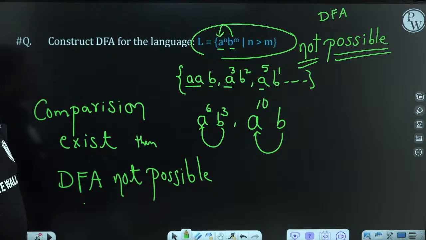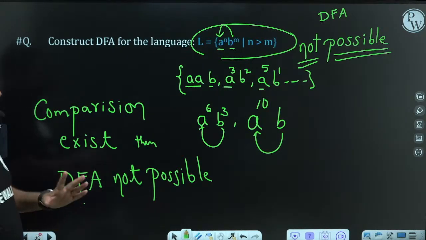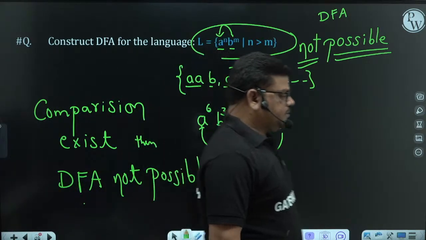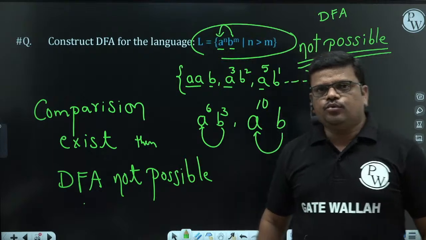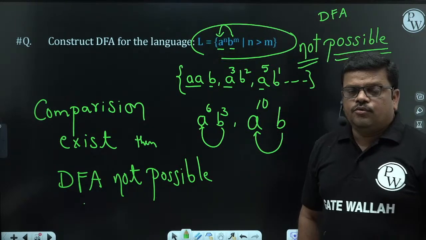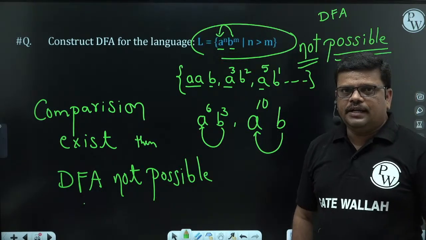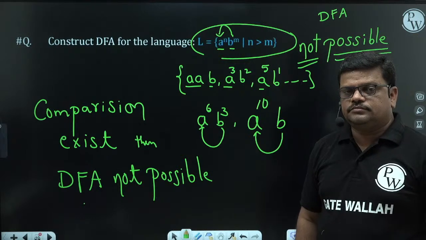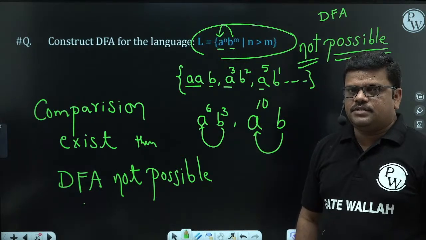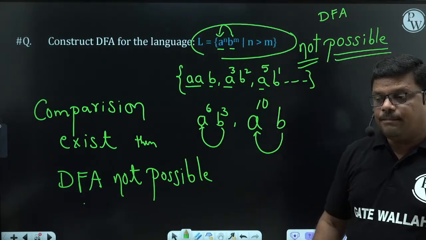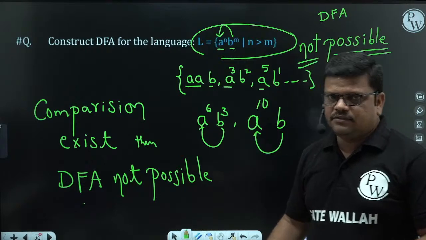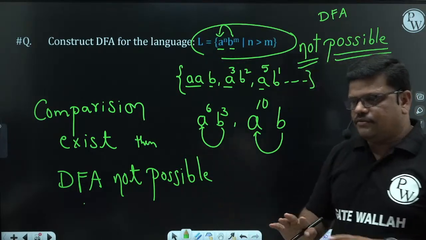Comparison exists, then DFA not possible. This is the fundamental rule. Very simple one, very easy one. So that's why you have to check whether DFA exists or not for a given language. That means comparison exists or not. Comparison exists, dependency exists, DFA not possible.